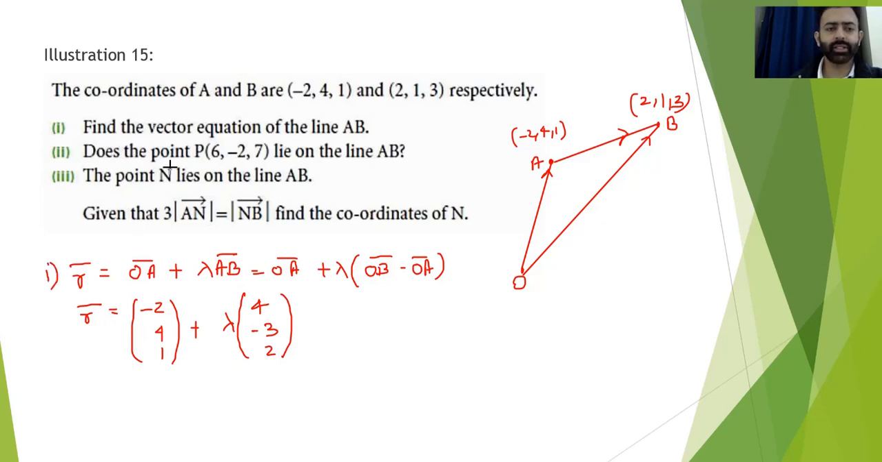Second, it says: does the point (6, -2, 7) lie on the line AB? So there is a point P, and we have to find out whether this point P is lying on this straight line AB. That means if P is lying on line AB, then for some value of lambda, all the 3 coordinates x, y, and z must satisfy the equation.